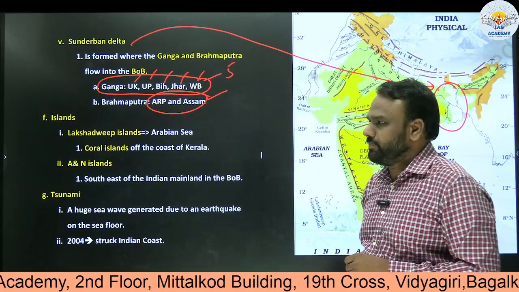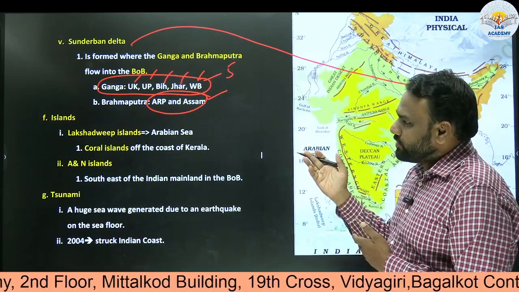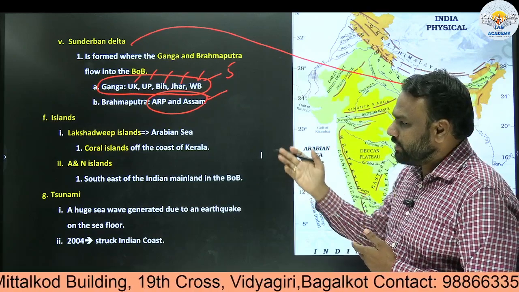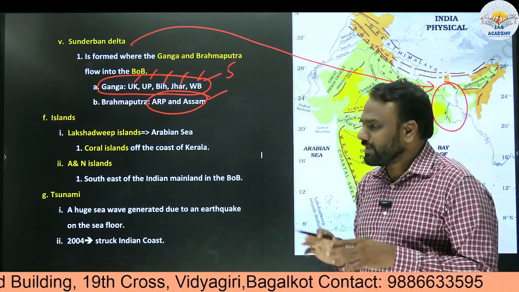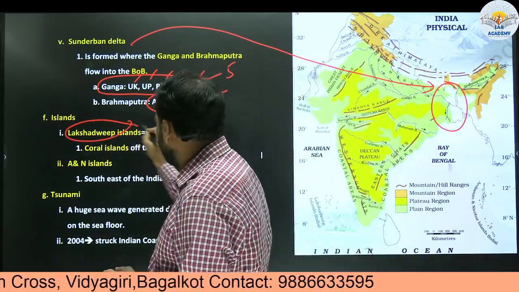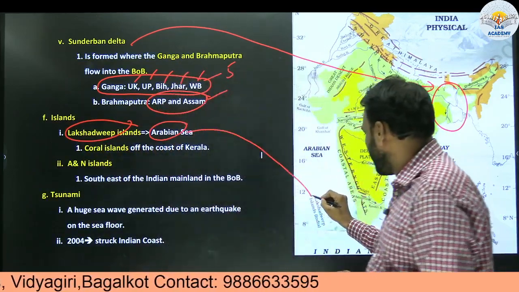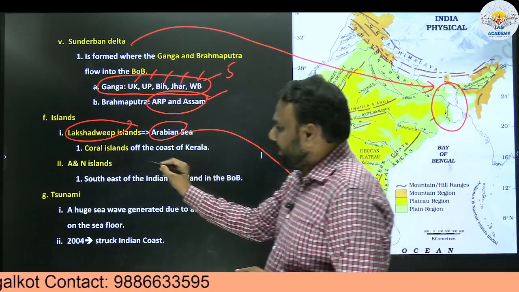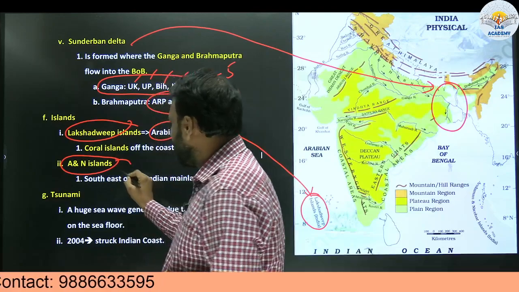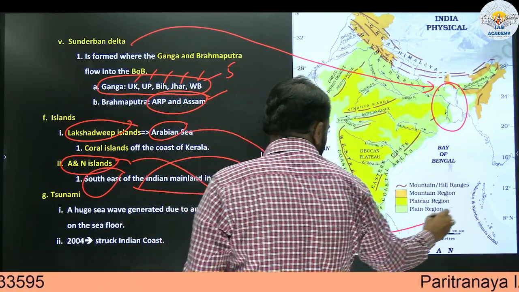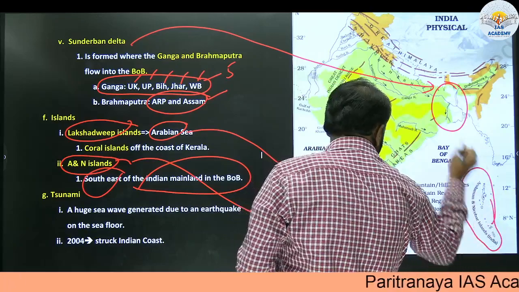Next, we have seen different landforms like mountains and plains. Now we shall discuss islands. Whether India has islands? Yes. Lakshadweep Island. So where is Lakshadweep Island present? In the Arabian Sea. Next, Andaman and Nicobar Islands. Where are they present? They are present in the southeast of the Indian mainland, over here.